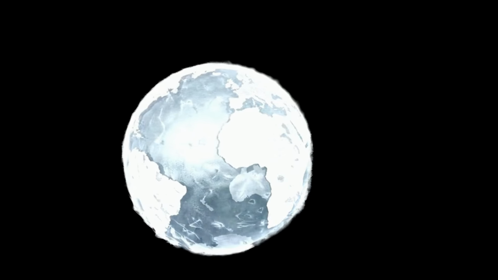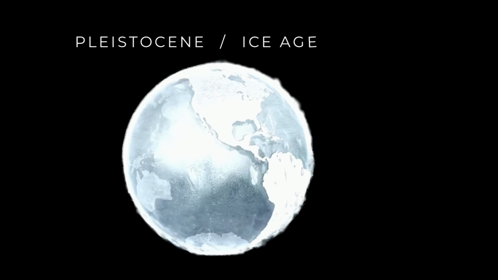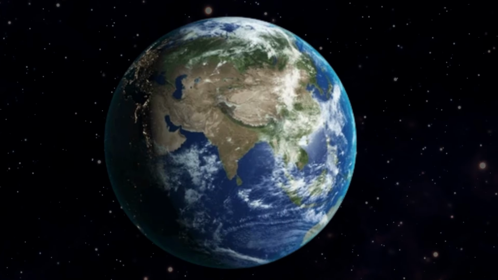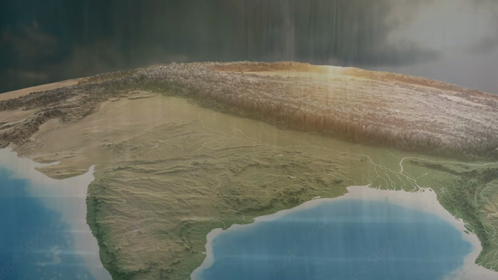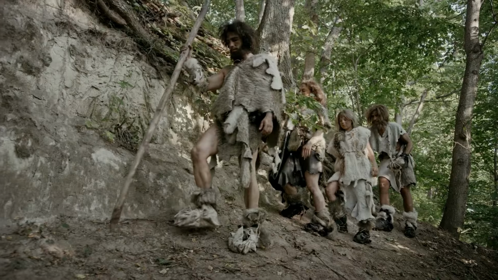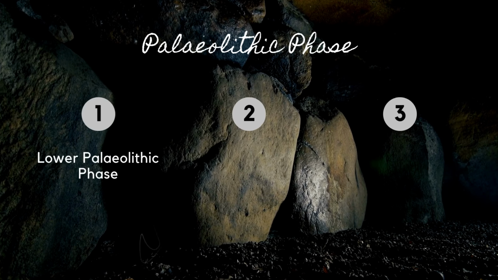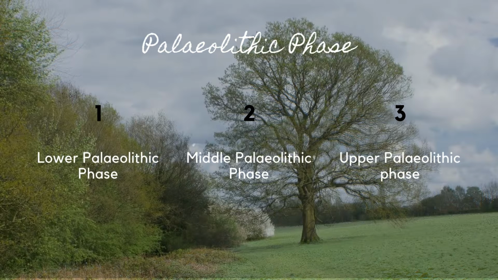The Paleolithic age in India coincided with the Pleistocene or Ice Age, a time when much of the world was covered in glaciers. However, India, being in the tropics, remained free of ice but experienced heavy rainfall, which made the land rich in vegetation and ideal for early human settlement. The Paleolithic period is divided into three phases: lower, middle, and upper, based on tools used and changes in climate.